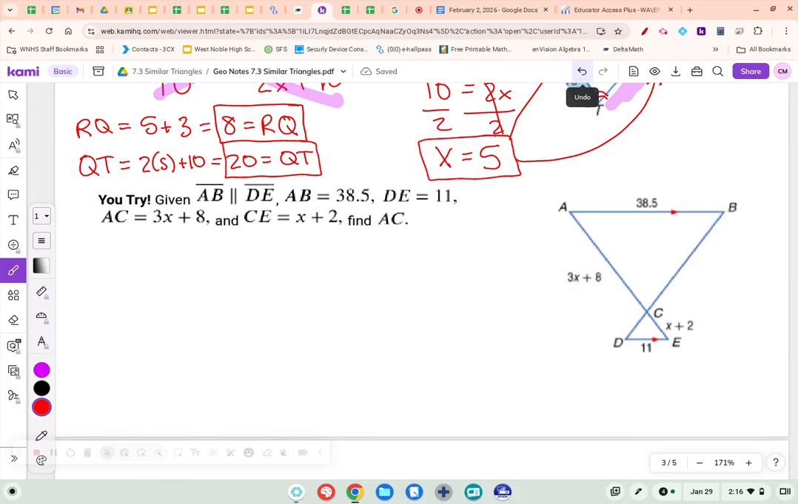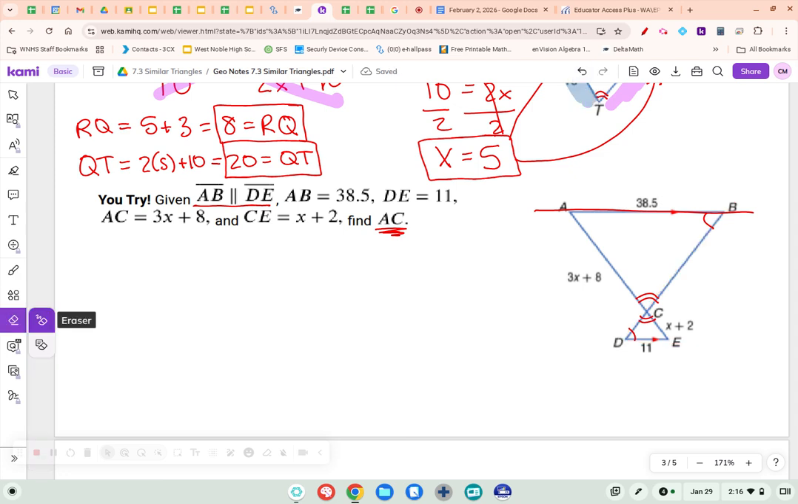Alrighty, once again, this is really similar. We're looking for AC only this time, though. We are told that we have parallel sides, so we can find alternate interiors again, just to help us orient ourselves, and we also have vertical angles. So these should help us now set up our proportion.